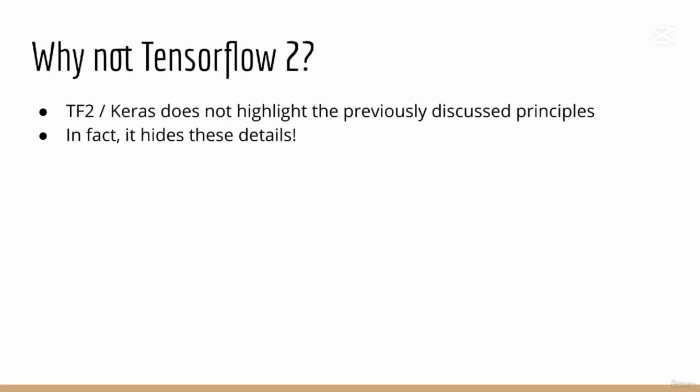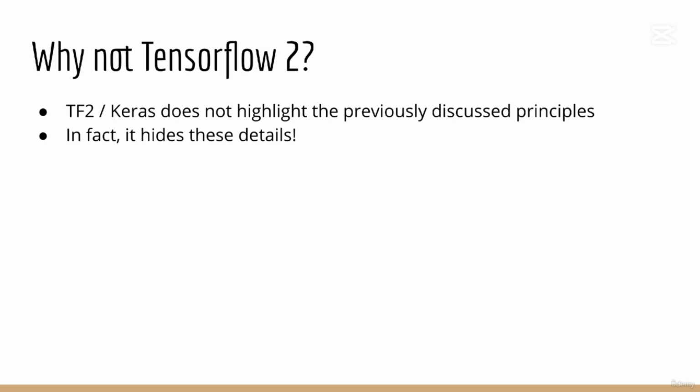Now, sometimes beginners will ask me, why not do this example in TensorFlow 2 or Keras? The answer to this question should be clear, but just in case it isn't. TensorFlow 2, or equivalently Keras, does not highlight the previously discussed principles. In fact, the whole purpose of Keras was to hide these implementation details. So by using TensorFlow 2 or Keras, you are missing out on the whole purpose of this lecture, which is to see how modern deep learning libraries implement some of the ideas we previously discussed.